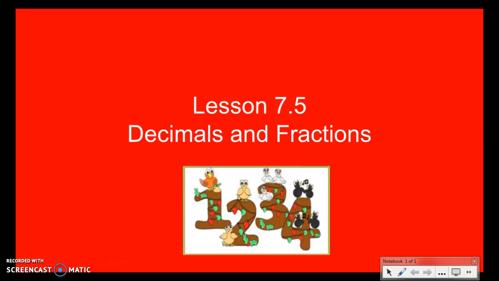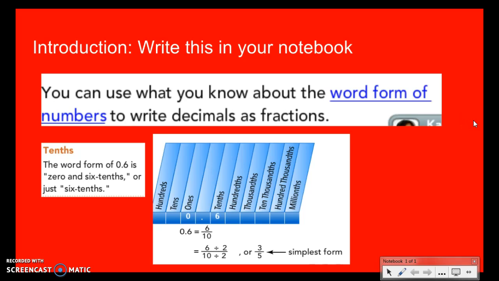Today's lesson, we'll be going over lesson 7-5, and that's talking about decimals and fractions and how they relate to each other. So, this is an introduction, write this in your notebook. You can use what you know about the word form of numbers to write decimals as fractions. So the word form of 0.6 is 0 and 6/10, or just 6/10.